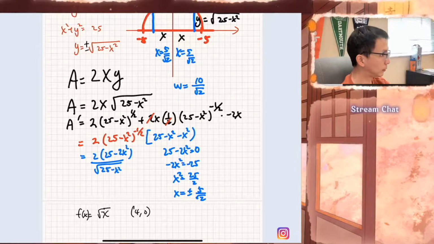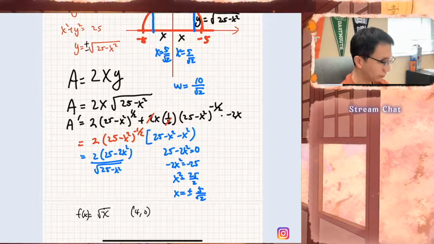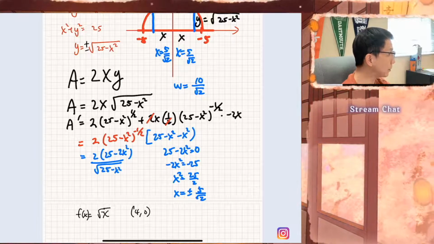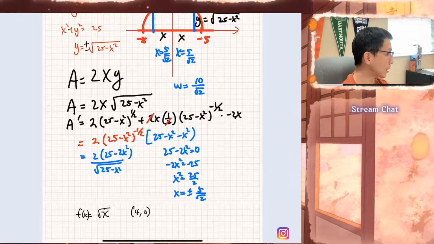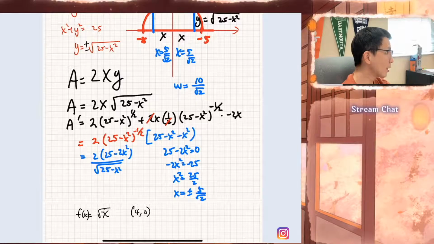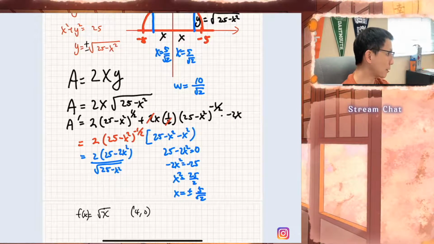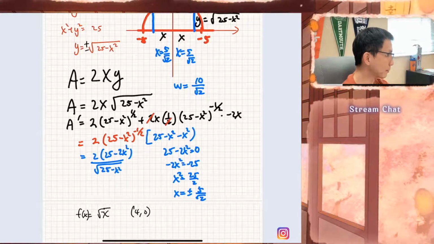So wait, why are you not setting the denominator equal to 0? Setting the denominator equal to 0 is going to give 5. At 5, you cannot form a rectangle. That's how big the semicircle is, so that's a physical restriction there. Because of the 5, no rectangle exists, because there's no height.